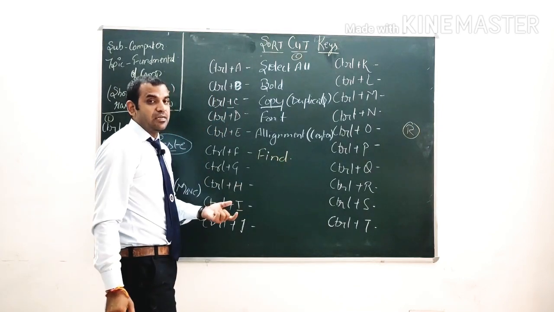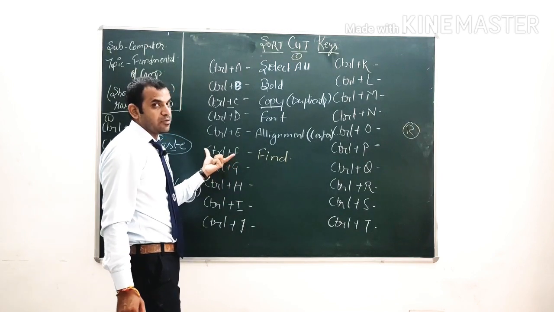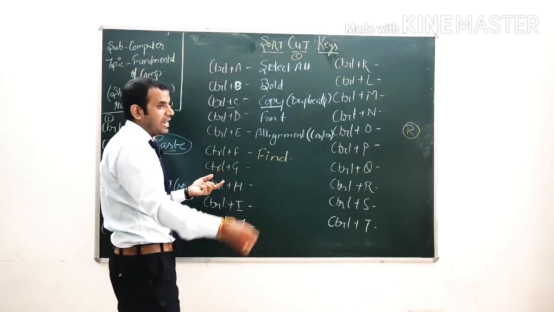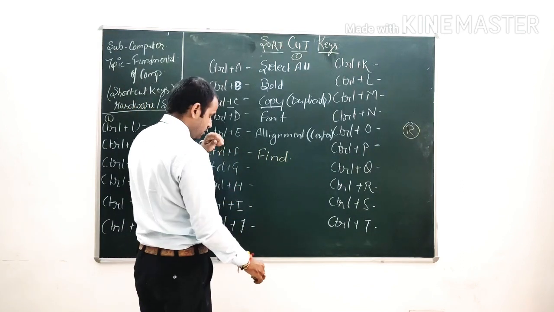Okay. To find a word, a letter, or a number, you will use Control F. When you press Control F, a dialog box will appear. You will write the word you want to find.